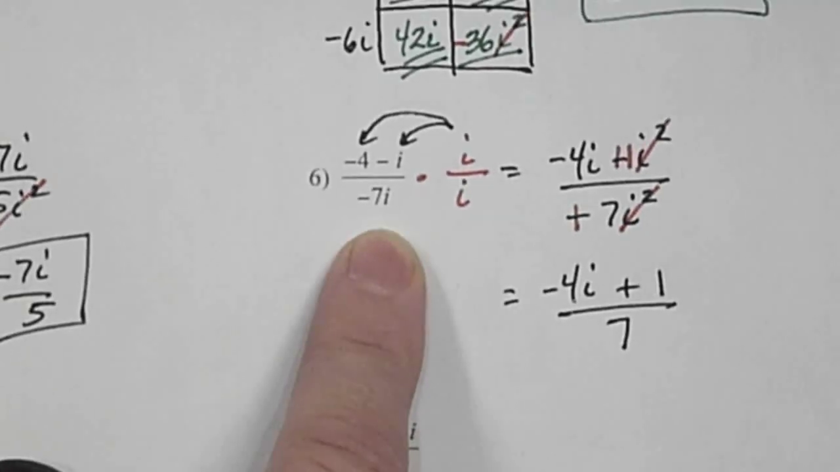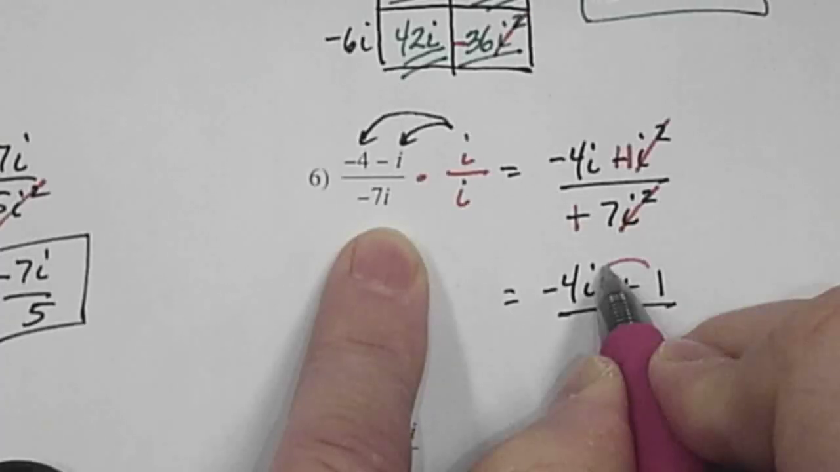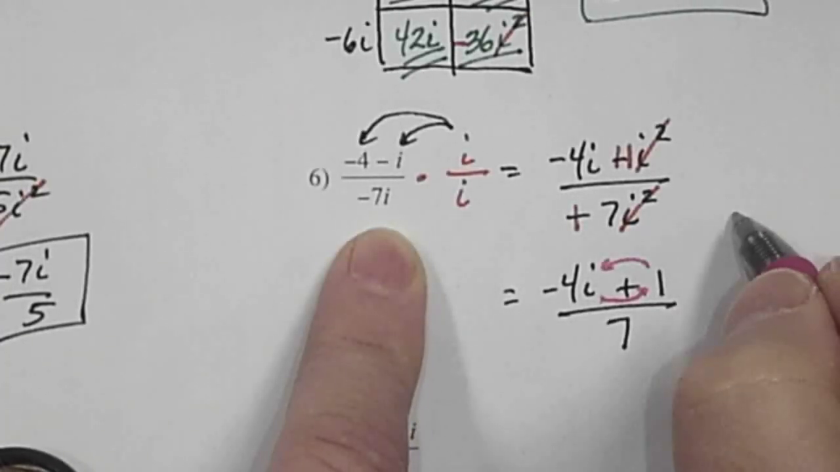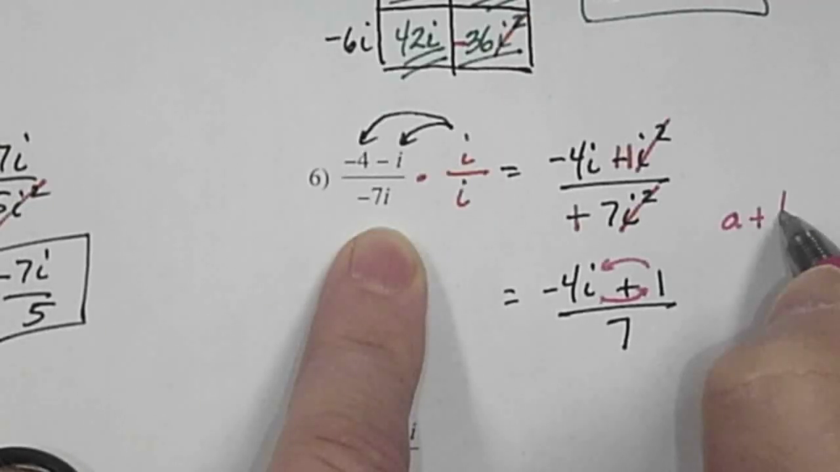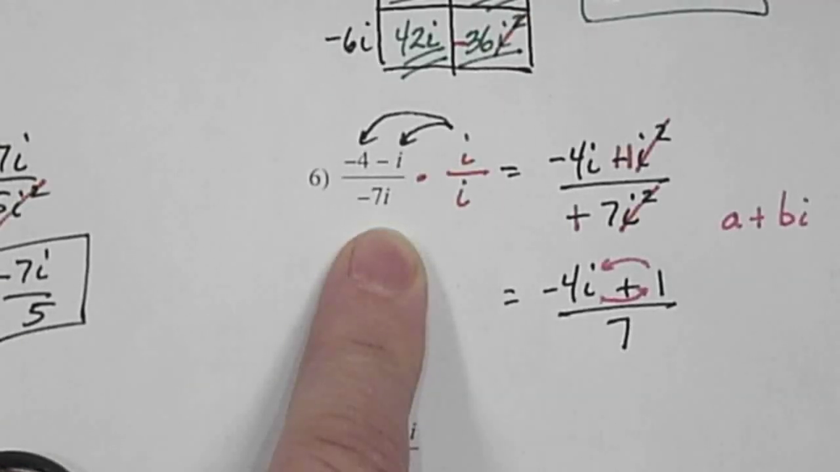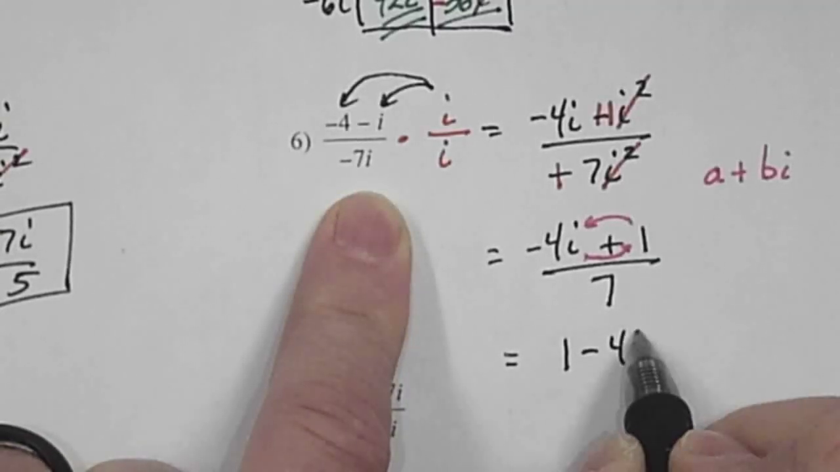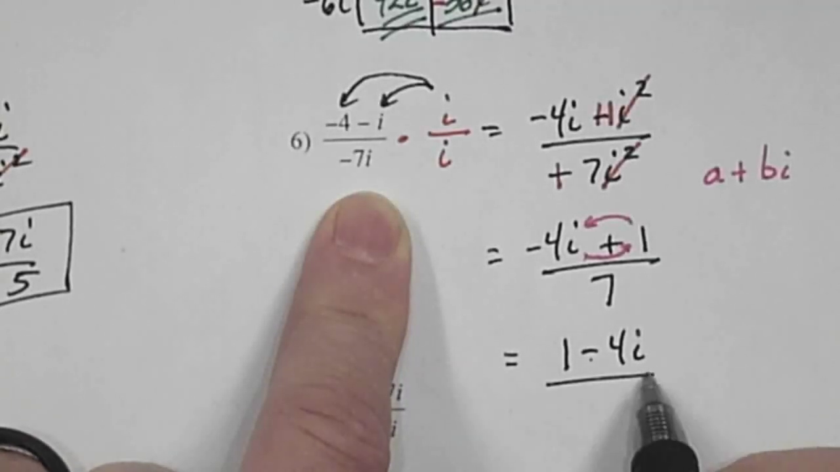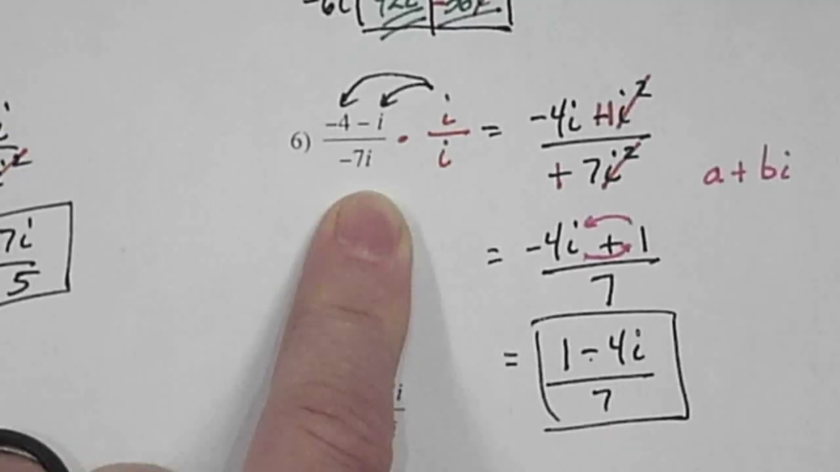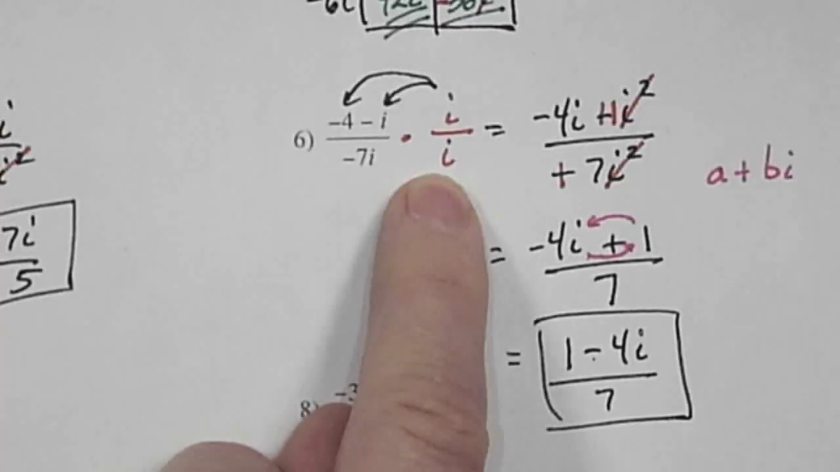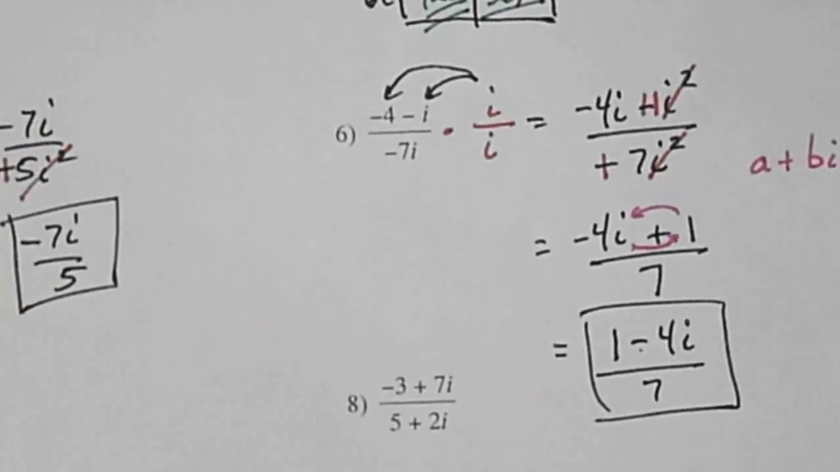The only thing I don't like is that the 1 and the 4i should be switched. We write complex numbers a, then bi, so the i comes afterwards. So I'm going to write 1 minus 4i, a minus bi, over 7. And now we're good. So for a monomial, we only have to multiply by i over i.